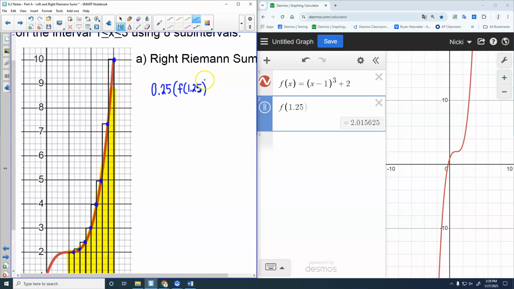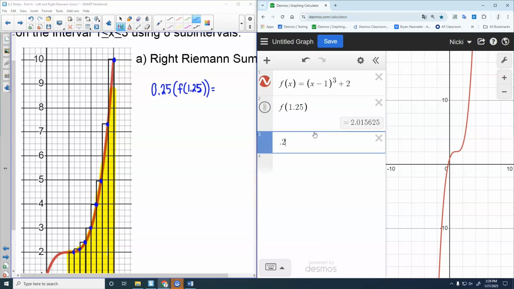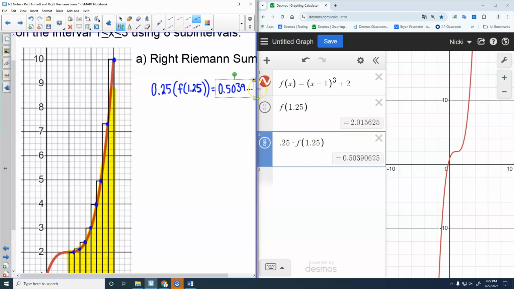Okay? That would give me the area of this rectangle, right? And so I could do 0.25 times f of 1.25. And I get, I'm going to write this one down, but I'm not going to do it for all of them, it'll take forever, 5039 and so on, right? So I could go through and find all of these, and then I could add them together, right?